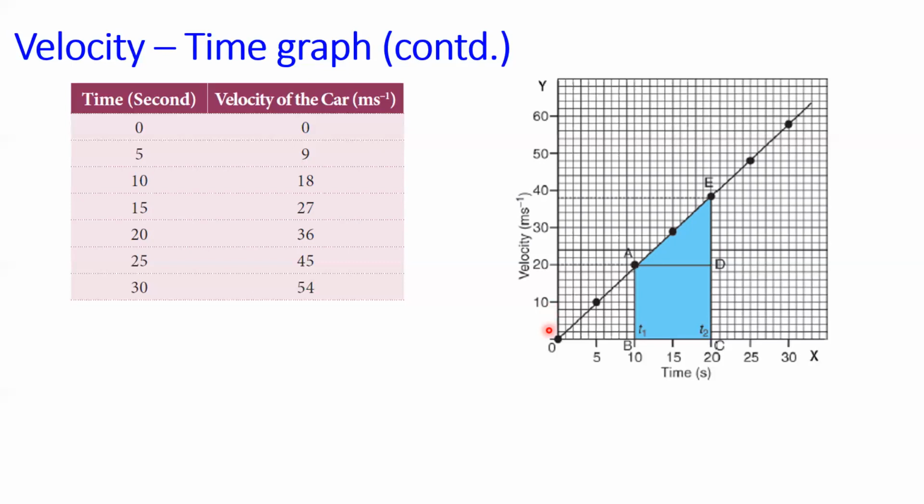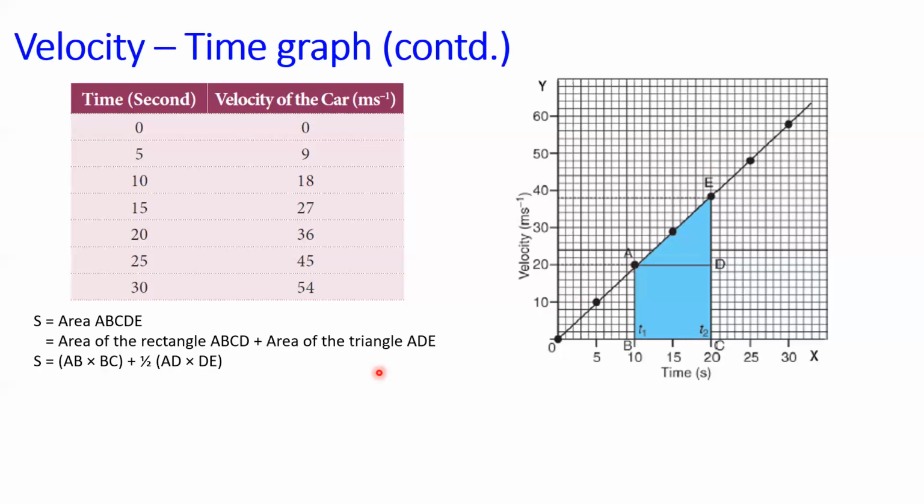Since we know the velocity and time, it is possible for us to calculate the distance. So consider 2 points such as A and B on the straight line and draw the perpendiculars to the x-axis. Since the magnitude of the velocity of the car is changing due to the acceleration, the distance traveled by the car is the area ABCDE under the straight line. So the distance may be given by the area ABCDE.